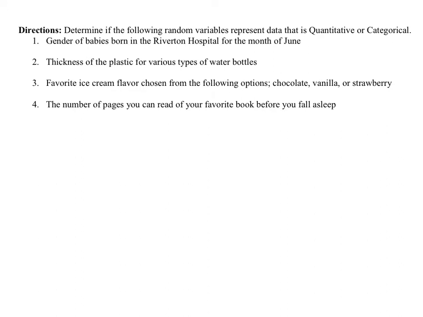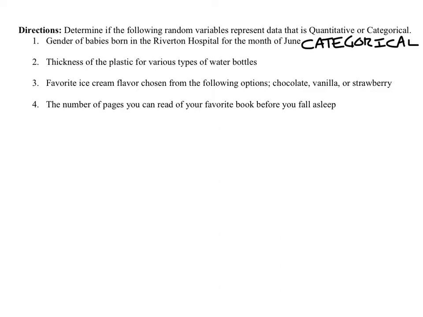Determine if the following random variables represent data that is quantitative or categorical. Number 1, gender of babies born in the Riverton Hospital for the month of June. Well, for this, we're looking at the gender of babies, which is categorical. We're not really looking at the value or how many of the babies, just the genders, right? Not a count.